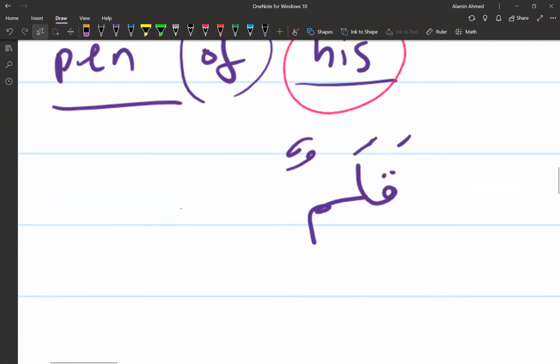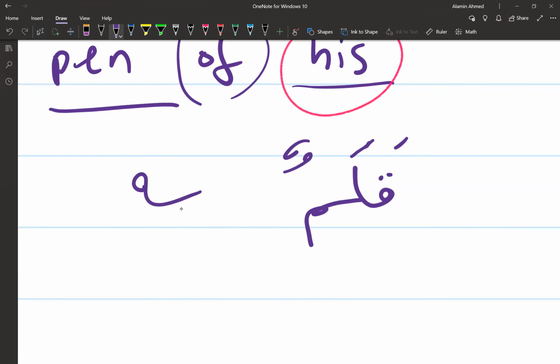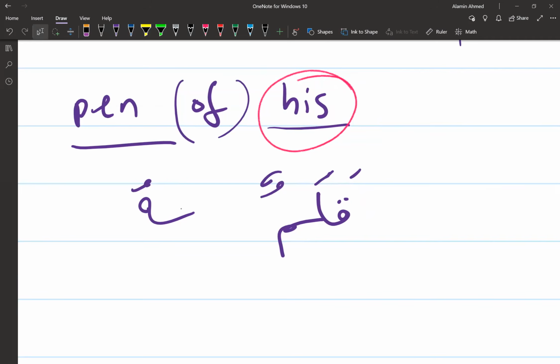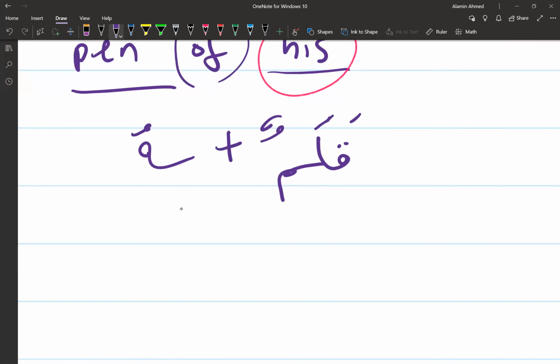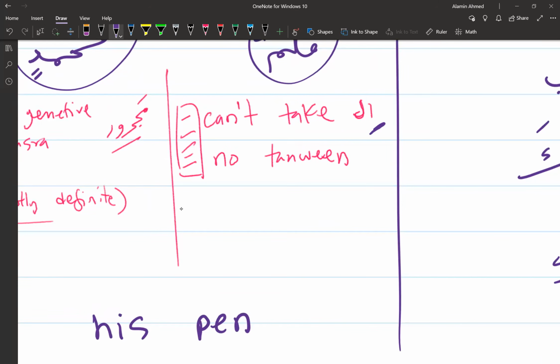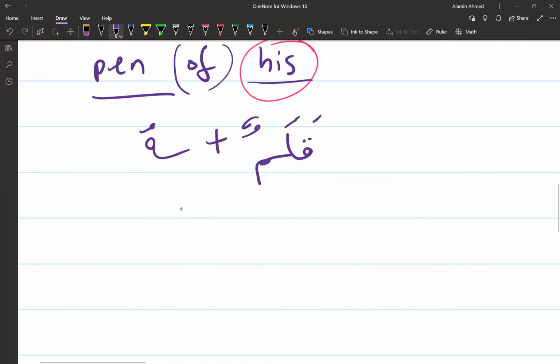So now let's see what happens when we add who here. You see what's going on? It's just like the one that we have, pen of Muhammad. So instead of Muhammad, we're replacing that word with our pronoun who. Now we have to connect, and as soon as we connect, we have to follow these rules. Can take alif lam, no tanween. Okay, there's no alif lam, I have to drop my tanween. Yes, the rule still applies.